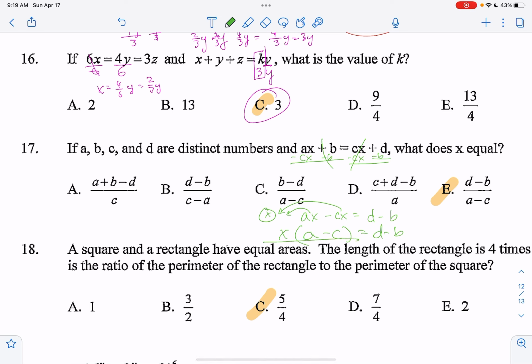And if you divide by a minus c on both sides, you get the answer is d minus b divided by a minus c. So move all the terms with x's on one side, factor out the x, and then isolate it.